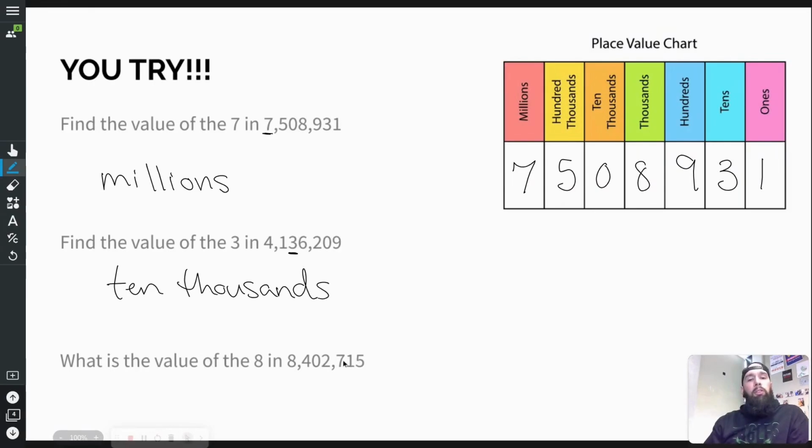Last but not least, what is the value of the 8? Ones, tens, hundreds, thousands, 10,000s, 100,000s, 8 million. So that 8 is in the 8 million territory. Millions once again. All right, that's place value.